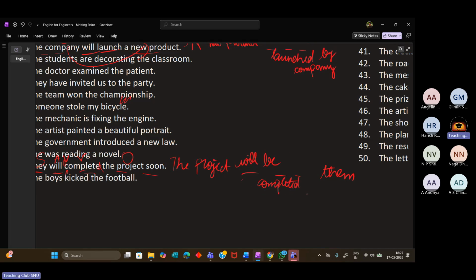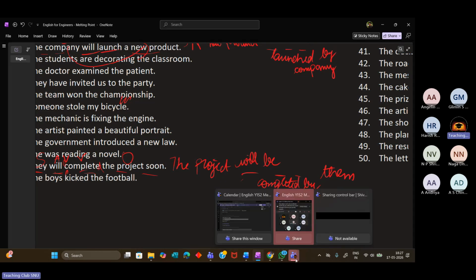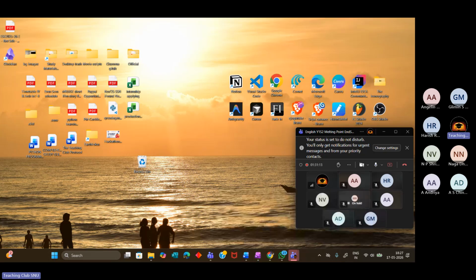So what? Does it make sense? We need to add an extra word, by, for it to make sense, right? So that's it. That's as far as this active to passive is concerned.